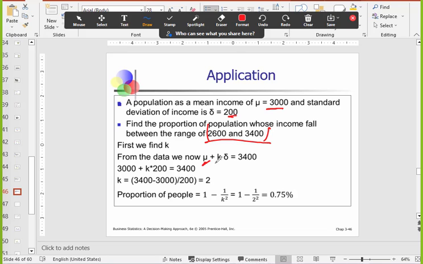We already know that mu plus k sigma will be equal to the highest limit, upper limit. So the upper limit is given, I used it. So 3000 plus k into 200 is equal to 3400. So k is 2. So using that Chebyshev formula, I found out that 75% of my data will fall between this range, which has a mean value of 3000 and standard deviation of 200.